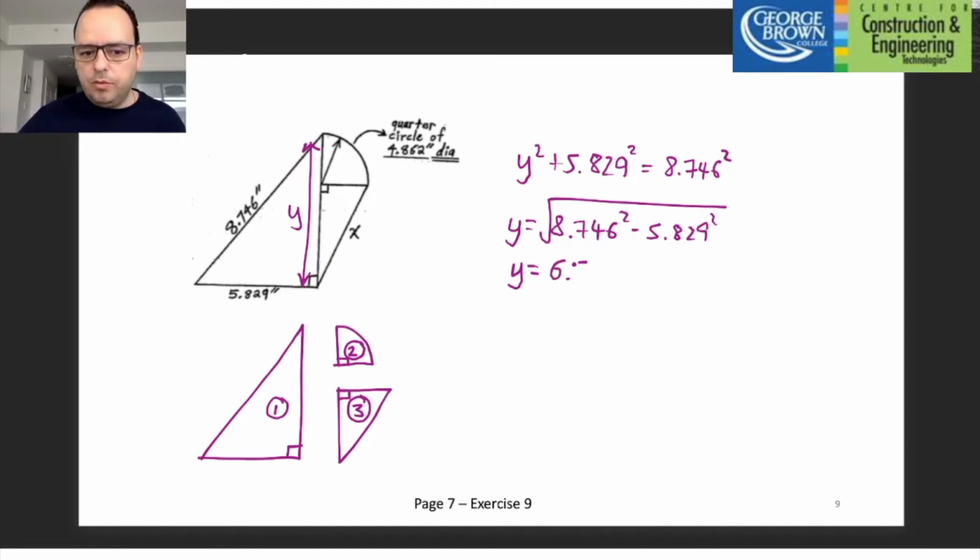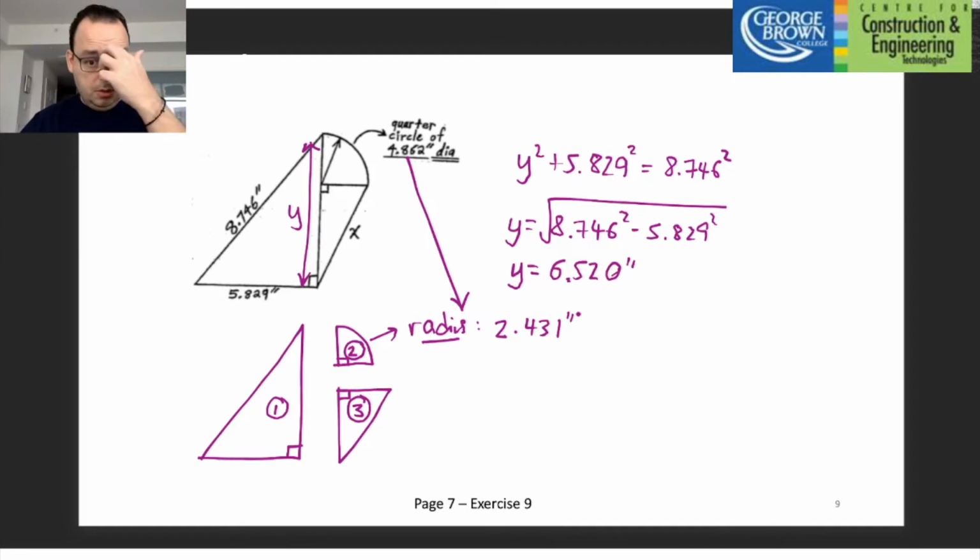And I got 6.520. These units are in inches, and it's nice to show the units as you go along for each part of the question. So just keep that in mind. Item number 2 here is to get the radius of this circle. So we can say that the radius is half the diameter. And those digits are all even, which is very nice. So you can just divide them all individually. 2.431 inches.